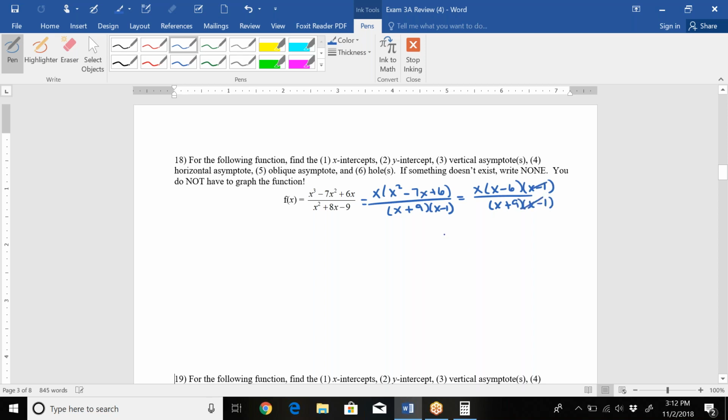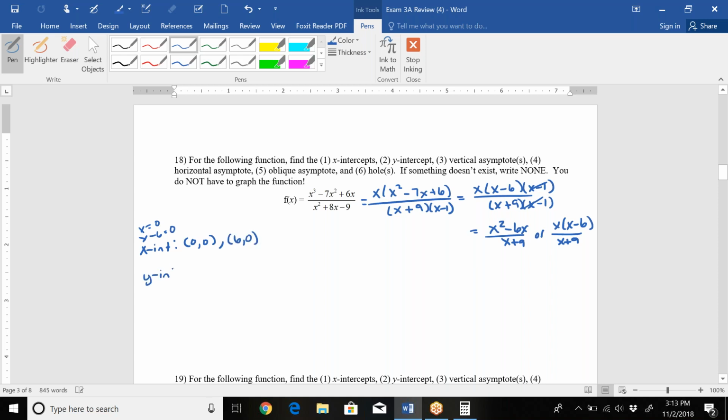We have a cancellation here, so this is actually x squared minus 6x over x plus 9, or you can write it as x times x minus 6 over x plus 9. I like this version for the horizontal oblique situation, but this is easier for everything else. So anything left on top that is not canceled out is an x-intercept. So we need to set those equal to 0 to find our x-intercepts. So x equals 0 and x minus 6 equals 0. That means I have an x-intercept at 0, 0 and at positive 6, 0 when I solve that.